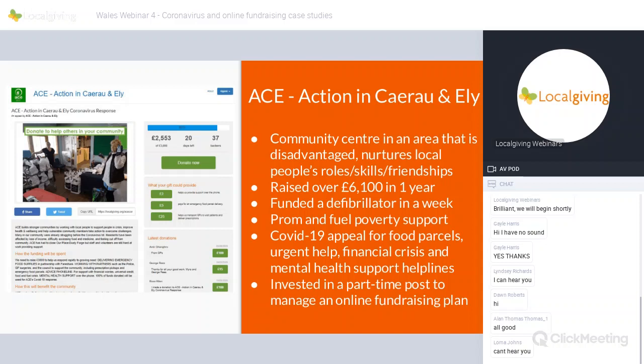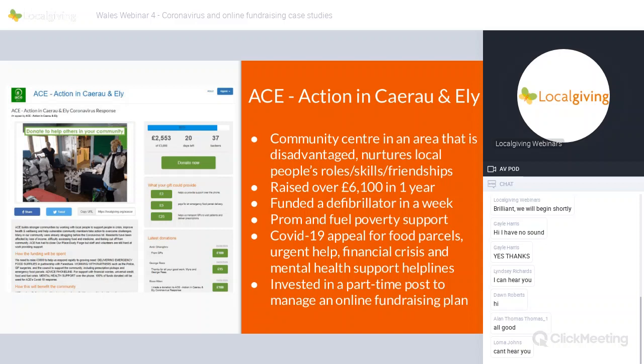They started off by running an appeal for a defibrillator for the centre. Within a week, they had that funding for the defibrillator, so they were absolutely thrilled. And they've gone on to raise over £6,000 in just 1 year as well, just under a year even. They have also done appeals towards smaller costs, such as helping young people access their school proms financially, and also a fuel poverty appeal to support people who need help with heating and everything else as well.